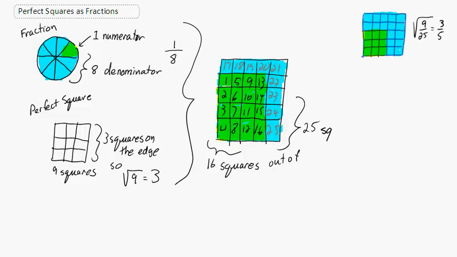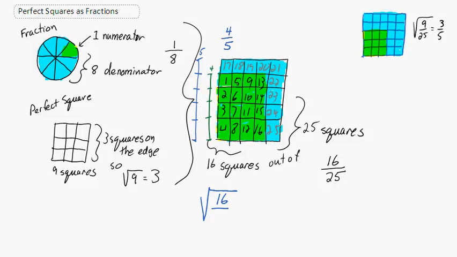Now from this, we can get square roots and fractions together. 16 over 25 is a perfect square fraction. Along one side of the green region are 4 tiles. If we take the entire length of the blue, it's 5 tiles. Well, 4 over 5 is a fraction that represents the square root of 16 over 25.